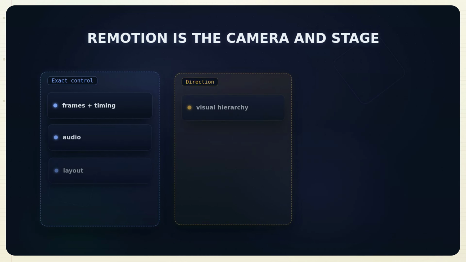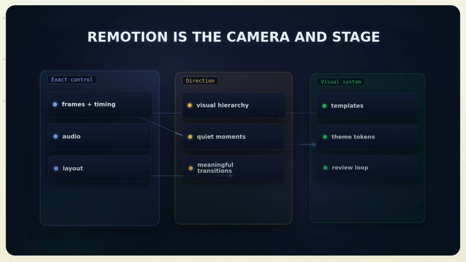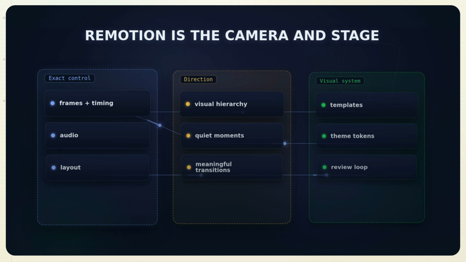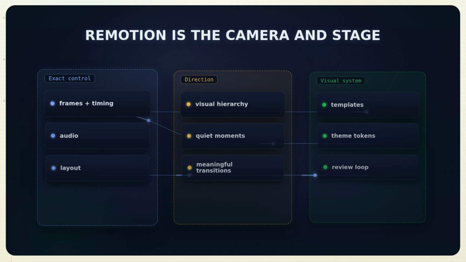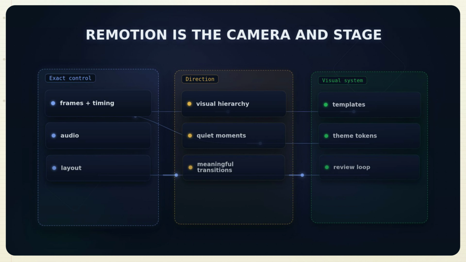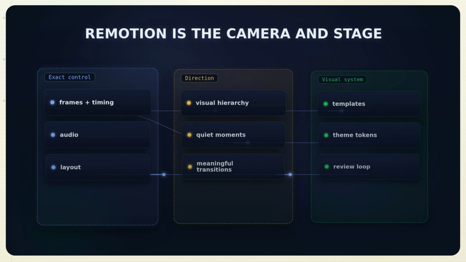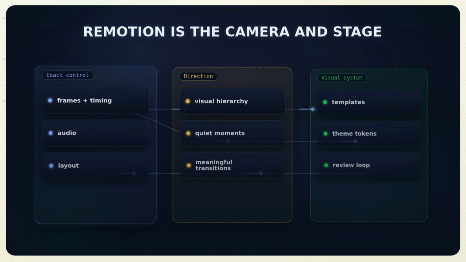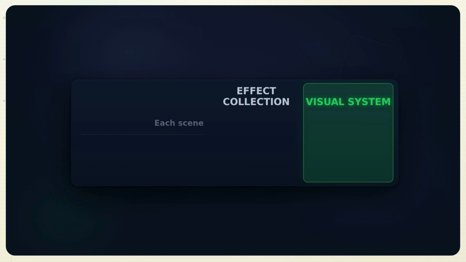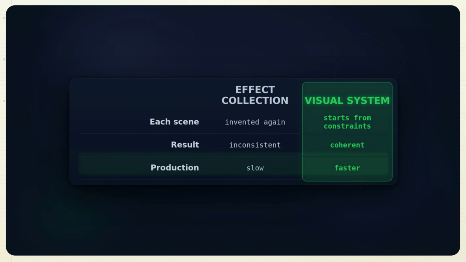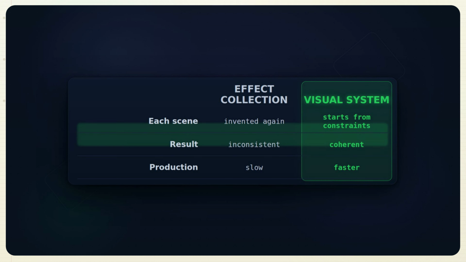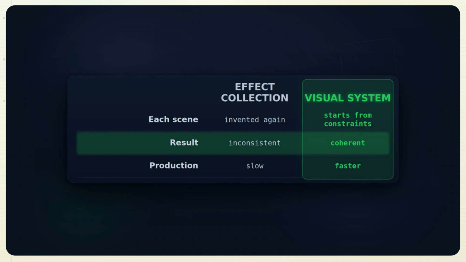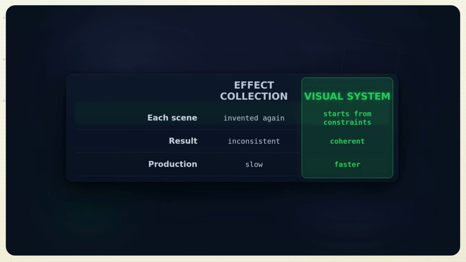Think of Remotion as the camera and the stage, not the director. It gives you exact control over frames, timing, audio, and layout. It does not decide which sentence deserves the largest type, when the screen needs to become quiet, or whether a transition explains anything. If I invent those choices again for every scene, the video becomes a collection of effects. A visual system turns those repeated decisions into constraints, which makes the work faster and the result more consistent.